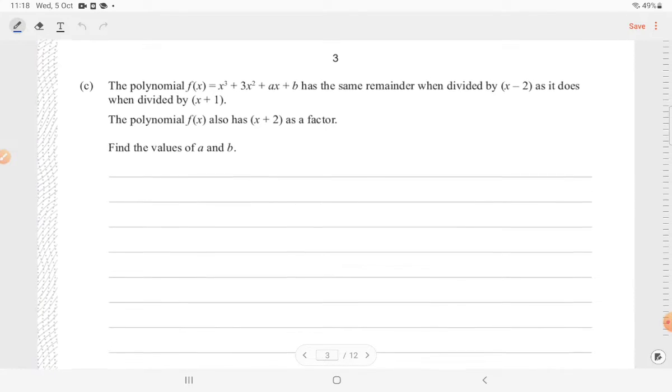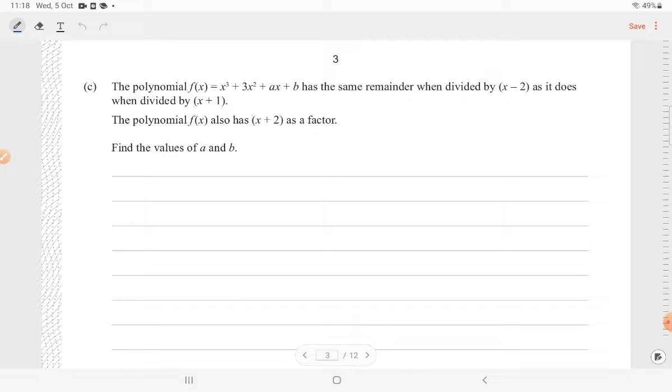So if f(x) is divided by x take away 2 and has the same remainder as when divided by x plus 1, that will mean f(2) is equal to f(-1). So x take away 2 means x is equal to 2, and x plus 1 means x is -1, so f(2) equals f(-1).